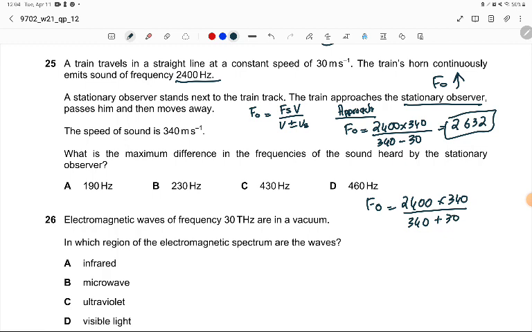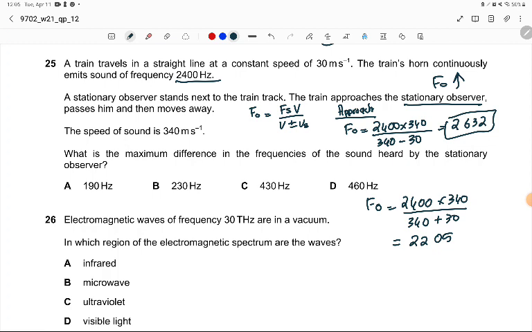So 2400 multiplied by 340 divided by, that should be 370, and that gives me 2205. Okay, so what is the maximum difference in frequency? So we're just going to subtract this from 2632, and that gives me a value of around 426.5, which is actually 430.